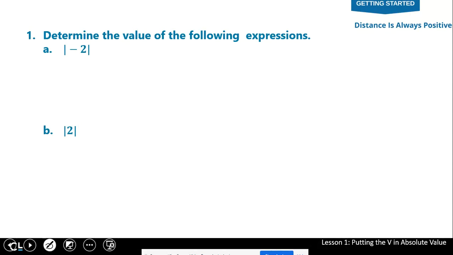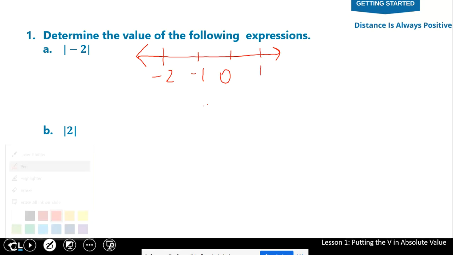So for example, we're going to determine the value of these expressions, and let's look at -2 on a number line. So we have -2, -1, 0. Go ahead and throw a 1 up there. So how many units is -2 away from 0? We have 1 right here and another 1 right there. So it's a total of 2 units away. So therefore, our answer is going to be +2.